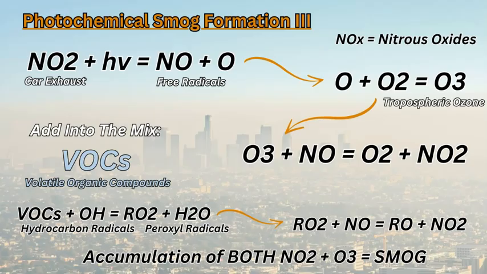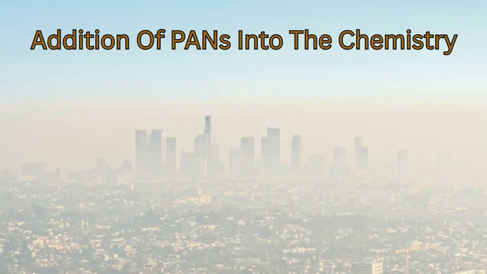So you're looking at the constant formation of both tropospheric ozone with the excess oxygens and the excess nitrogen and nitric oxides to form nitrogen dioxide. Now, the accumulation of both nitrogen dioxide and tropospheric ozone is the main constituent or the main basis or the main components to photochemical smog. Now we add PANs into the chemistry.